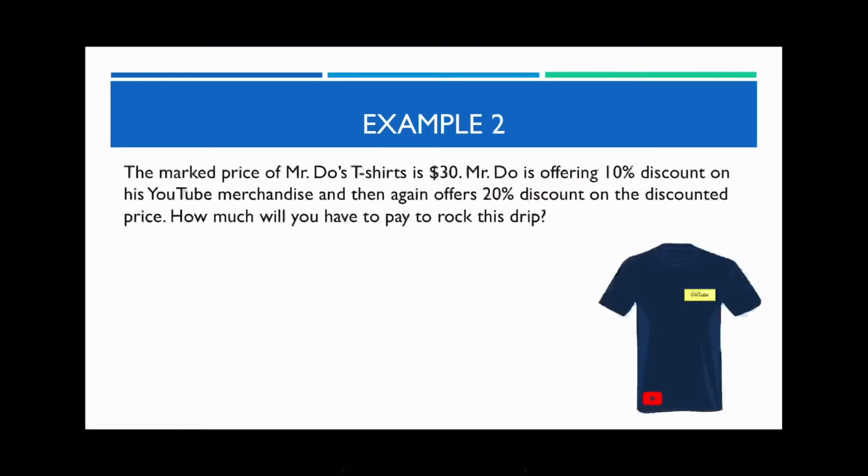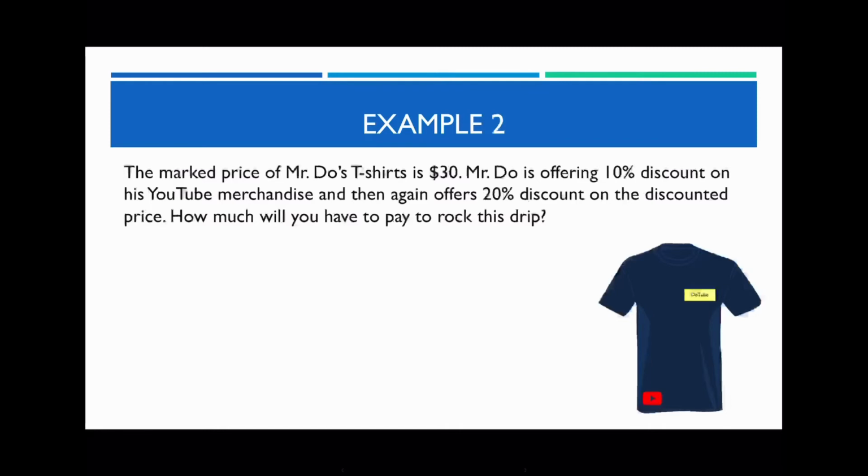Looking at the next example, this example over here is where you have multiple discounts being applied. So the marked price of Mr. Doe's t-shirts is $30. Mr. Doe is offering a 10% discount on his YouTube merchandise, and then again offers another 20% discount on the discounted price. How much will you have to pay to rock this drip?